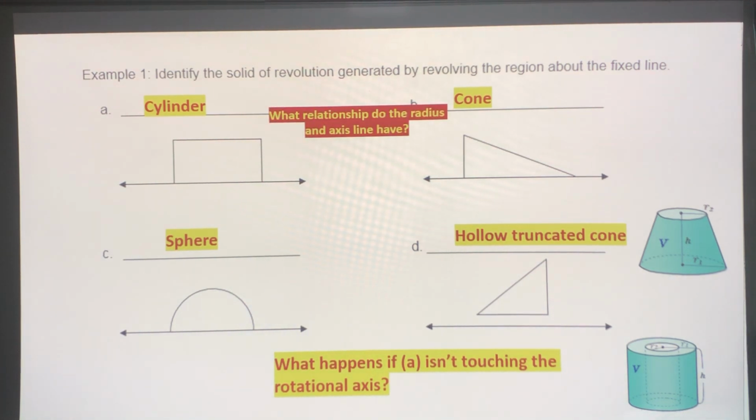Just to summarize, what relationship do the radius and the axis line have? They're perpendicular to each other. That's important. You have to be able to identify this. What relationship do the height and the axis line have? They are touching or parallel. It depends. In example 1, A, B, and C, they're touching, and in example D it's parallel. It's not touching, but it would actually be that.